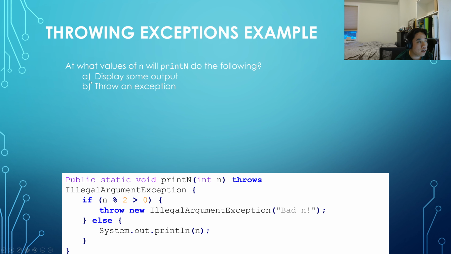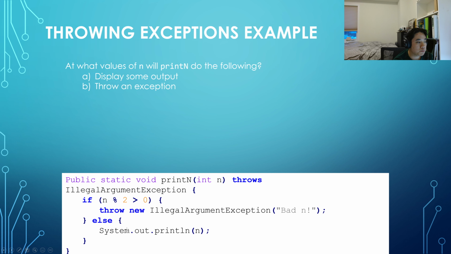For A, if we look at the code, the exception is thrown if n modulus 2 is larger than 0, which means that n most likely is odd, because n divided by 2 has a remainder of 1, which is larger than 0 if n is odd. So when that happens, we will throw the IllegalArgumentException.